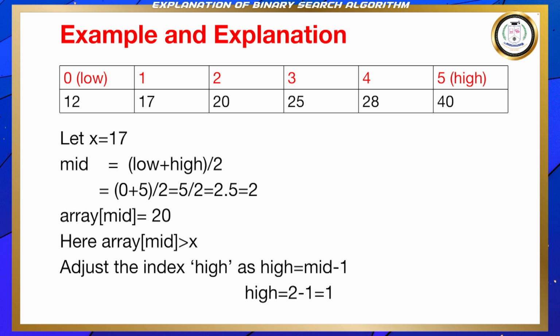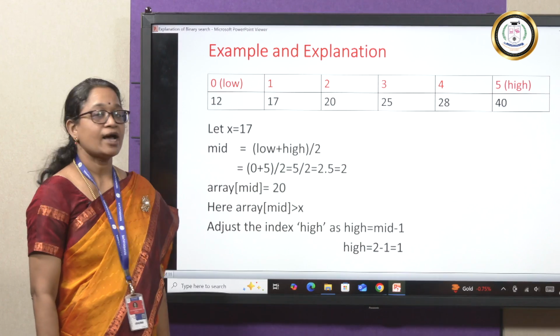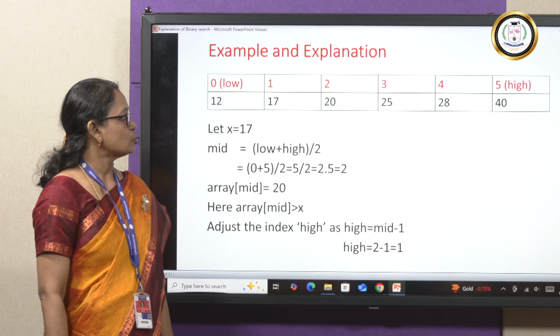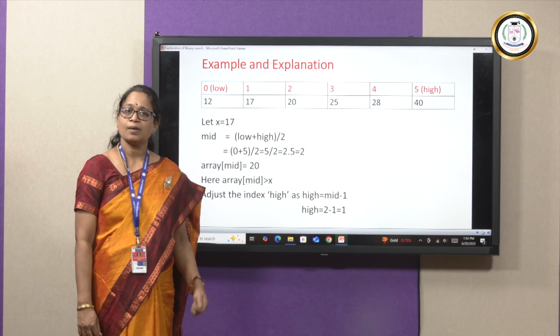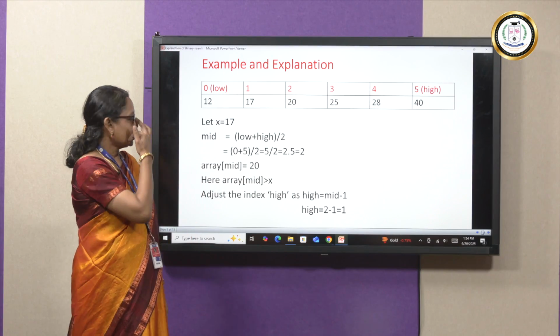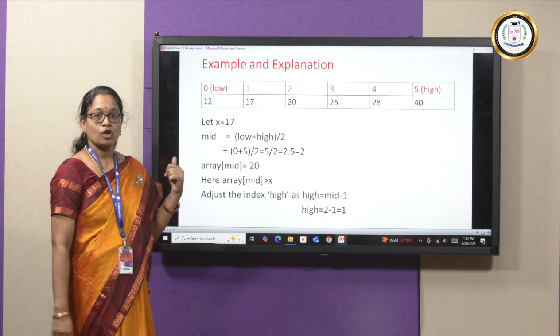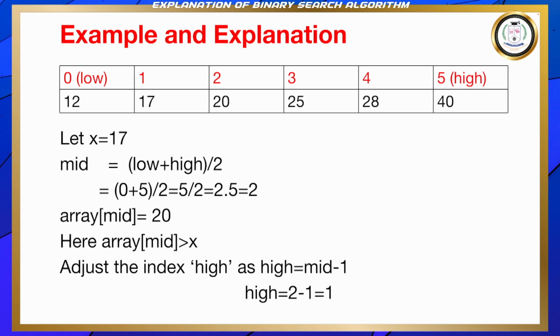Now let us see the explanation of binary search algorithm with a small example. So now look at the example. We have 6 numbers here in this array: 12, 17, 20, 25, 28 and 40. Just note that the numbers are in sorted order. And each number has some index, and 0 is the lower index here and 5 is the higher index. So let's take the target element as 17, so x equal to 17.